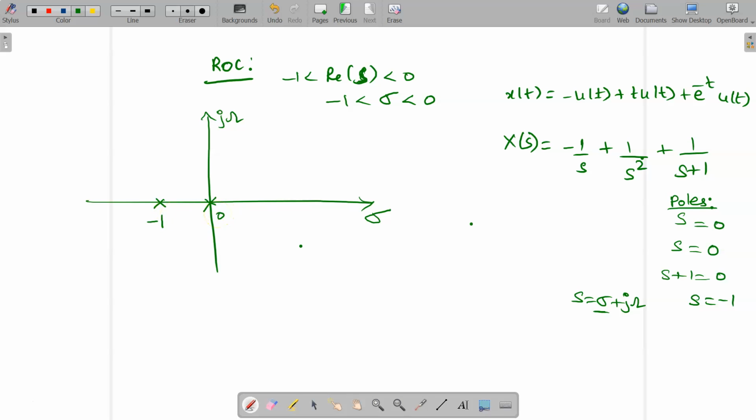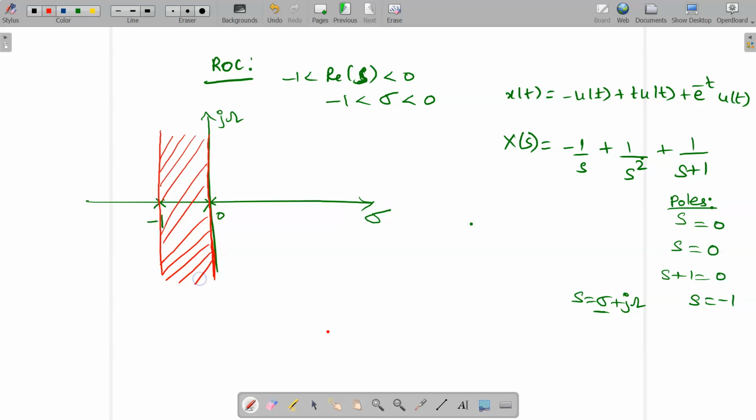So wherever you have a pole, just put a vertical line across it. I'll use a different color. Wherever you have a pole, just draw the vertical line across it. So if I have 3 poles, accordingly I will be drawing 3 vertical lines across the poles. So they have said that the ROC exists from -1 to 0, meaning that the ROC lies between -1 and 0. So only in this region the ROC exists.